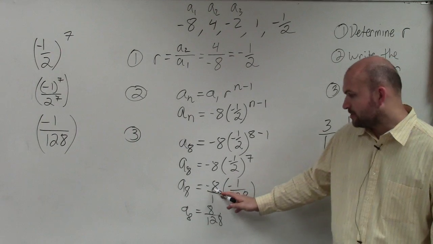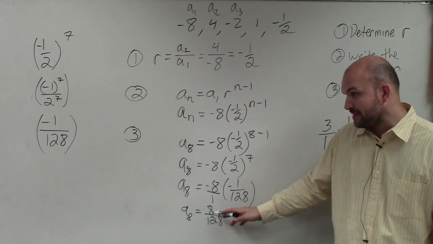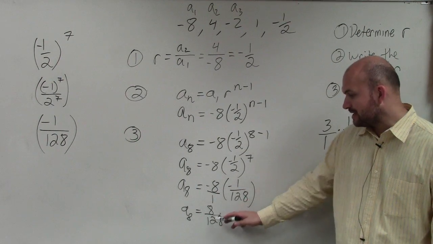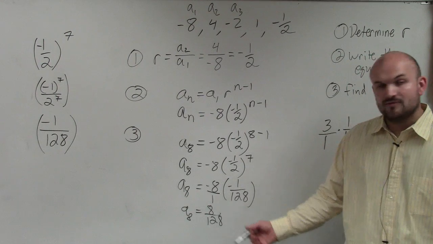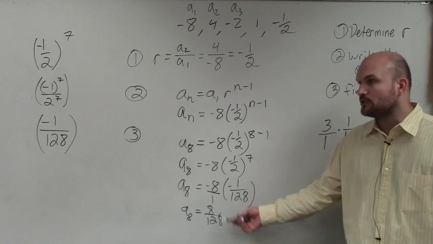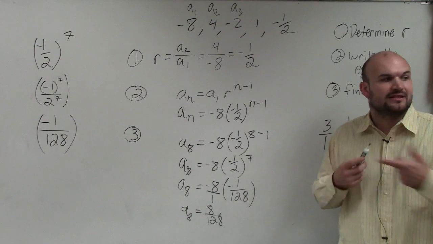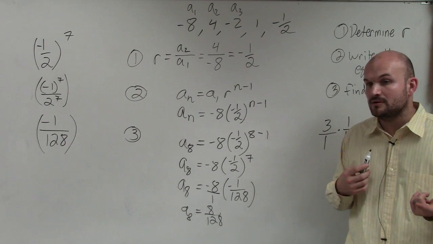So I just multiplied -8 times -1, which gives me +8. And then 1 times 128 is 1 over 128. Then I just say, well, I can reduce these. These are both even numbers, right? So I could divide them by 2. I could divide them by 4.